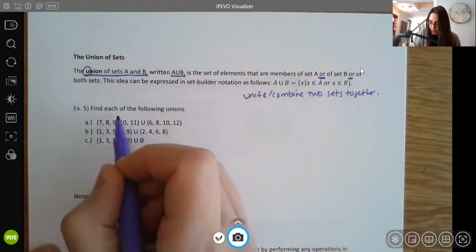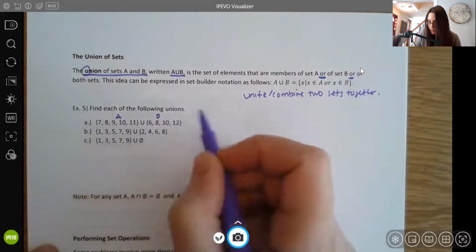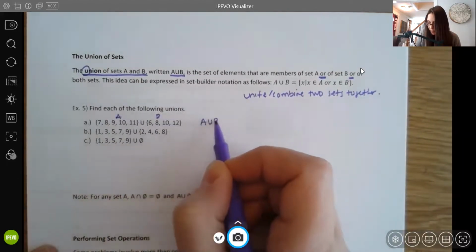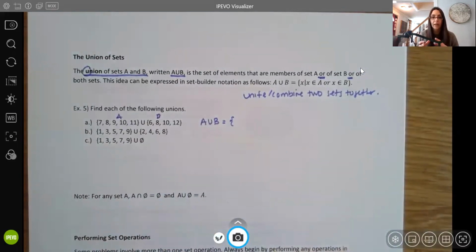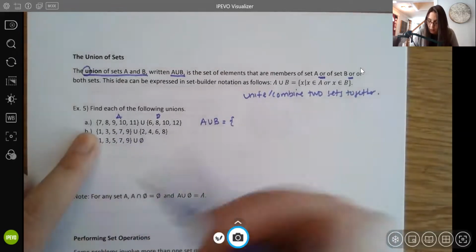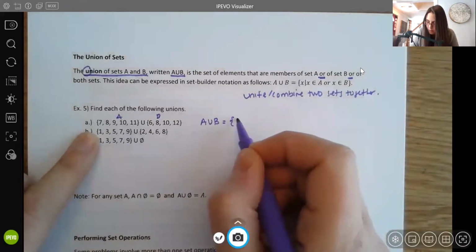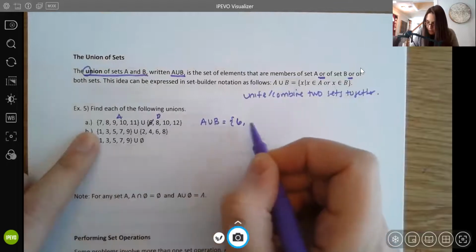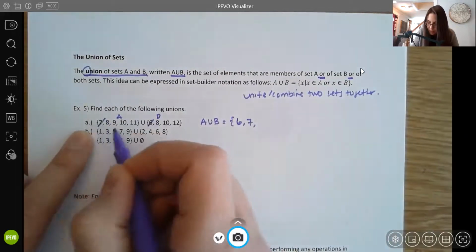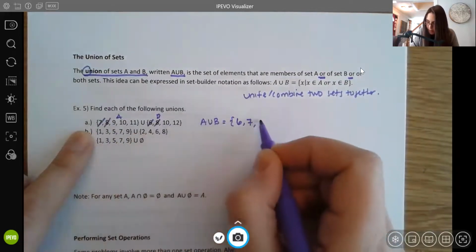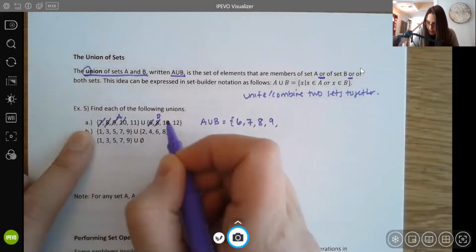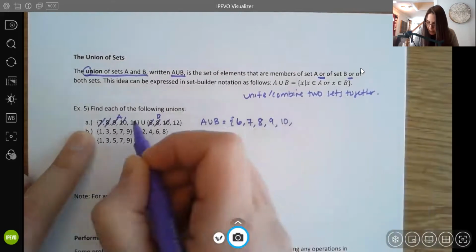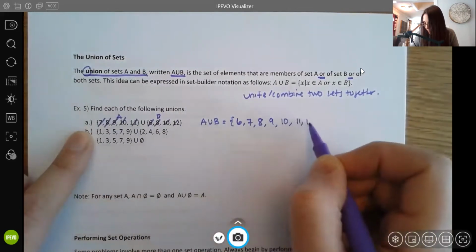So for the first one here, again, I'm just going to use A and B to work with that notation a bit. So I'm going to just unite these sets. I'm going to combine them both together, but I don't want to repeat anything. So you don't have to go in order, although a lot of times you do see values in order. So I see a 6, I see a 7. Now I see 8 in both, but I don't need to write it twice. I'm just going to write it once. I see a 9, I see 10s, so I just write 10, 11, and 12.